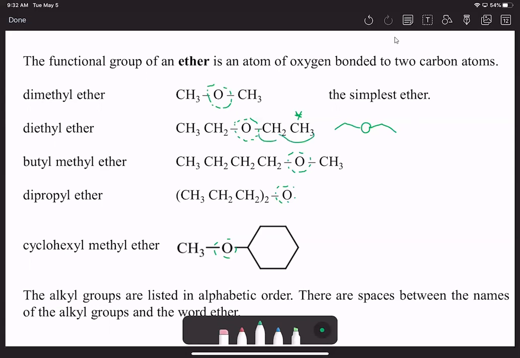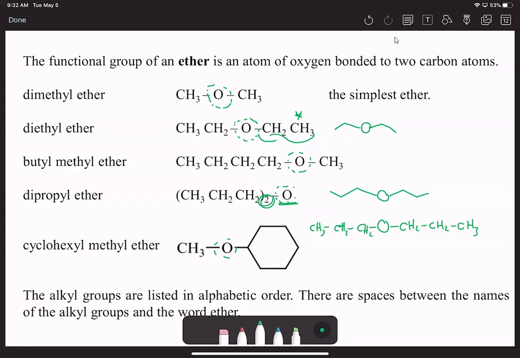Like this one down here, let's look at this one in particular. This is what we call dipropyl ether. All this is signifying is that we have propyl, 1, 2, 3, 1, 2, 3. CH2, CH2, CH3, CH2, CH2, CH3. Because it's telling us this particular ether has two of those particular branches there.